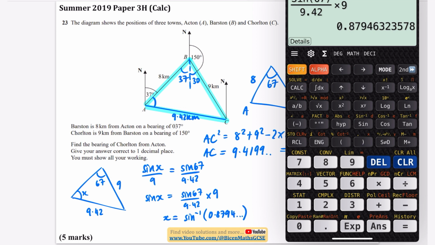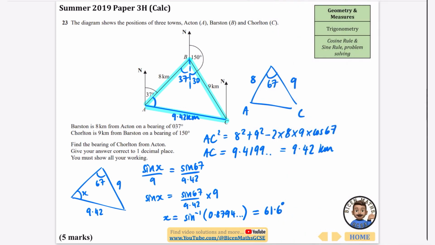0.8794. Now, I'm just going to keep it stored in my calculator, which is why I don't need to worry about writing down all of the numbers. So I'm going to do the inverse sine of the answer that my calculator had, and that is going to give me that x is 61.6 degrees, and that's to 1 decimal place.